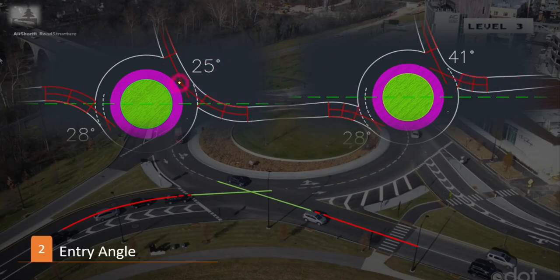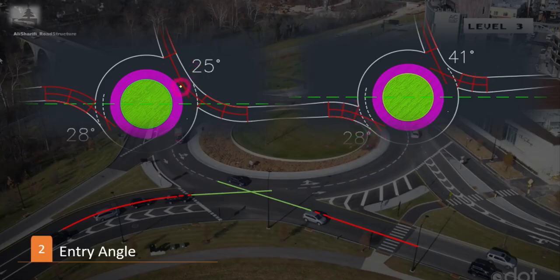This one here, this angle is 25 degrees divided by 2, it's around 12 degrees. So the entry angle for this alignment is 12 degrees, and we've got 41 degrees here divided by 2, it's around 20 degrees, almost twice the entry angle for this alignment. This one here represents an alignment with a small entry angle compared to this one with a greater entry angle.